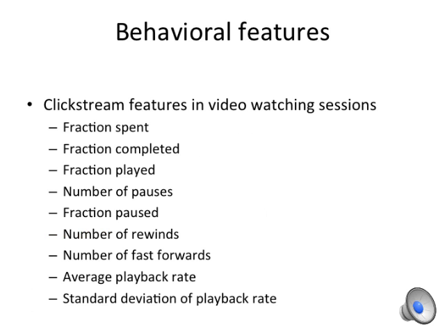We first summarized the raw learner clickstream actions into 9 different features. First, the fraction of time the learner spent on that video relative to its length, then the fraction of the video that the learner completed, the fraction of the video that the learner played, the fraction of the video the learner stayed paused on the video, the number of times the learner paused the video, the number of times the learner skipped backwards, the number of times the learner skipped forward, and then the average of the learner's playback rate throughout the video, and the standard deviation of the learner's playback rate.